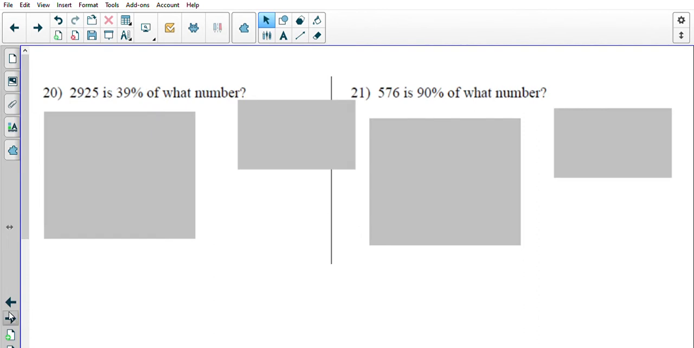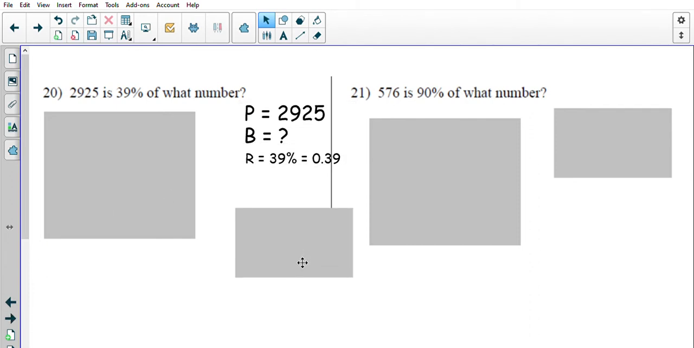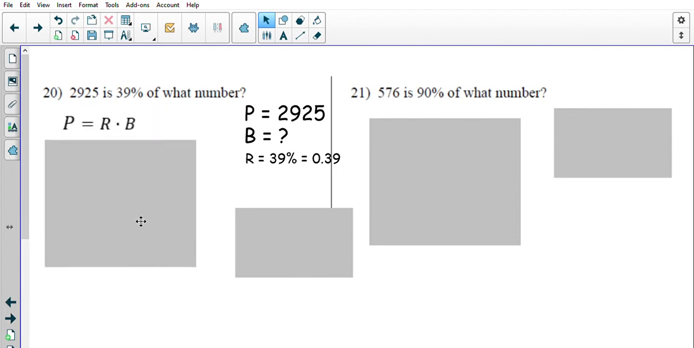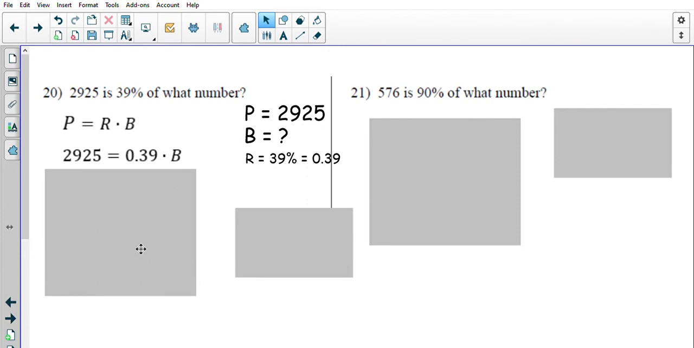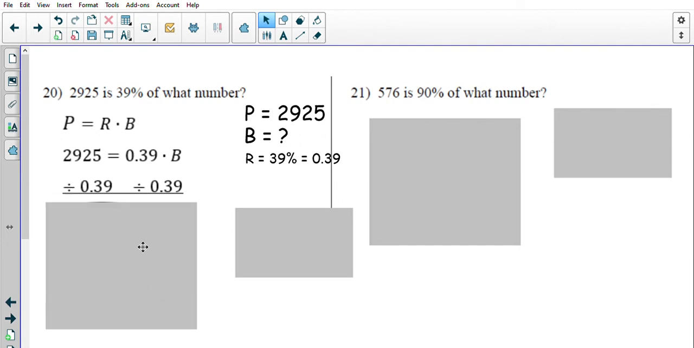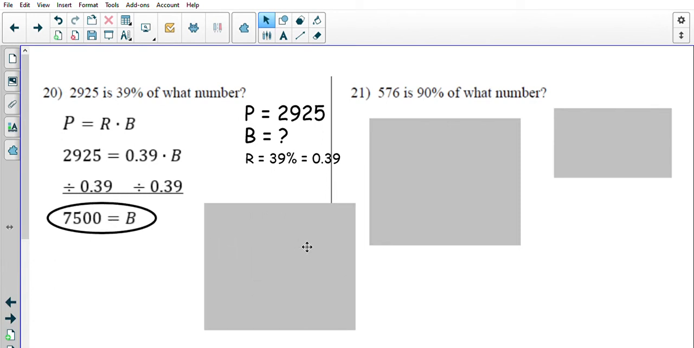Number 20, 2,925 is 39% of what number? My part is 2,925, base is my unknown, and percent, or R, is 39%, or 0.39. So for P equals R times B, we have 2,925 equals 0.39 times B. Divide both sides by 0.39. 2,925 divided by 0.39 will get us 7,500.